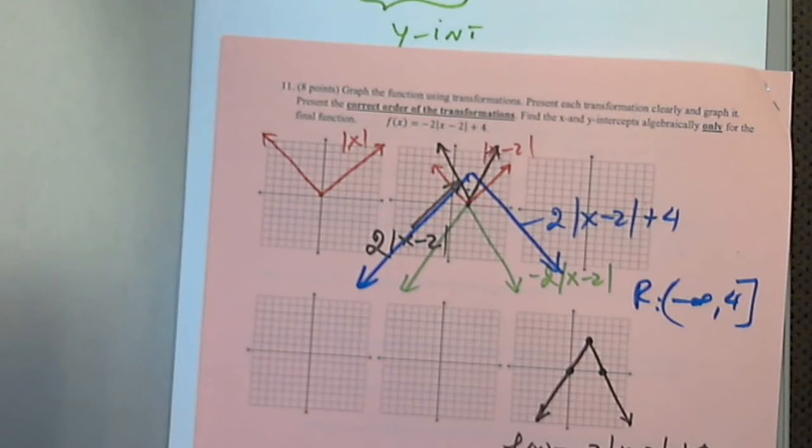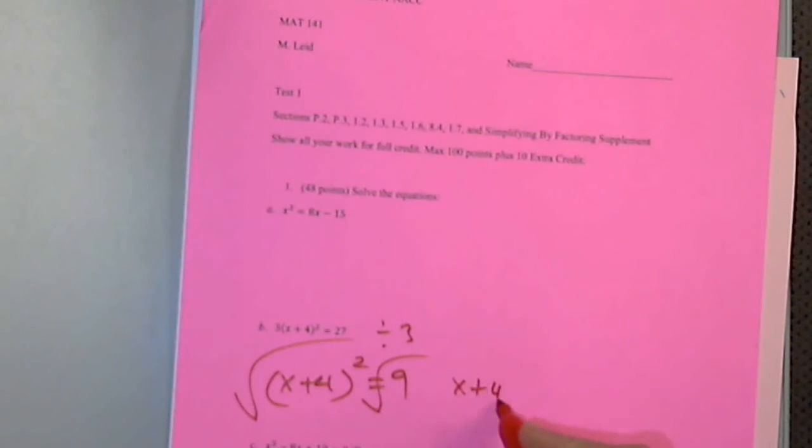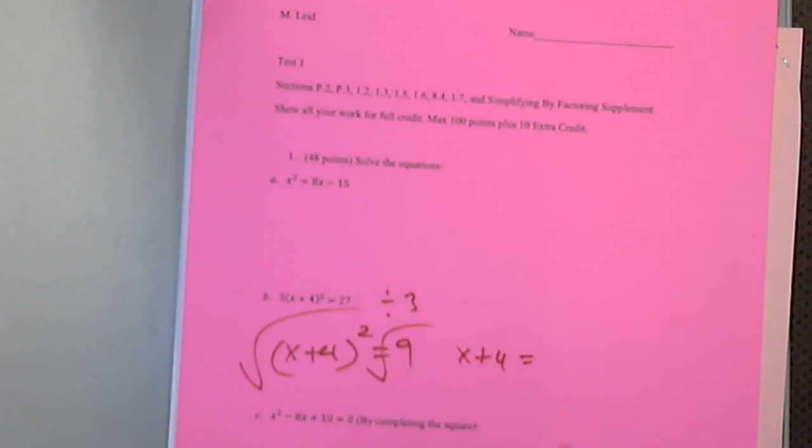I put the number 3b. Right, so this is typical for taking square roots, but first I have to divide by 3 to simplify it. So x plus 4 squared equals 9, and then we take the square root. You simplify by 3 first to clean it up, and then you take the square root of both sides.